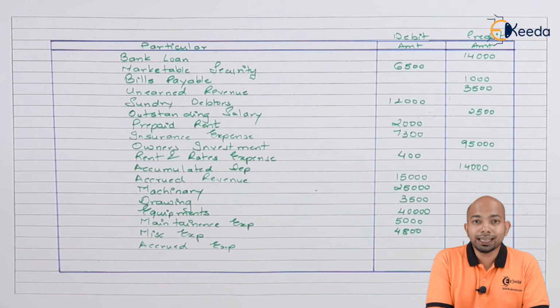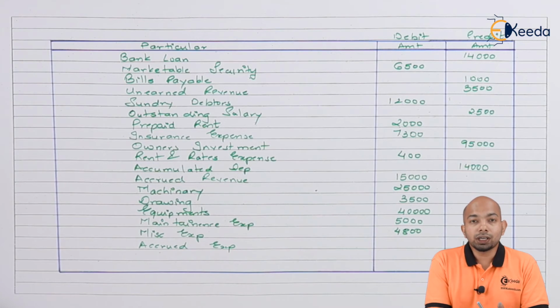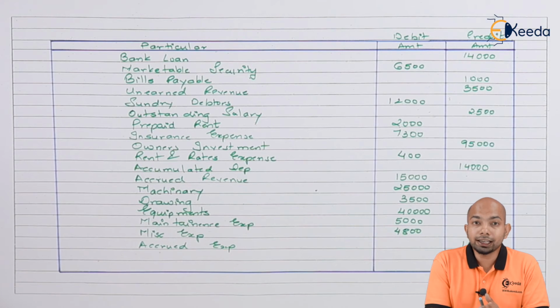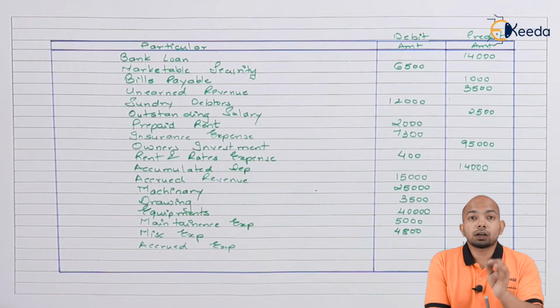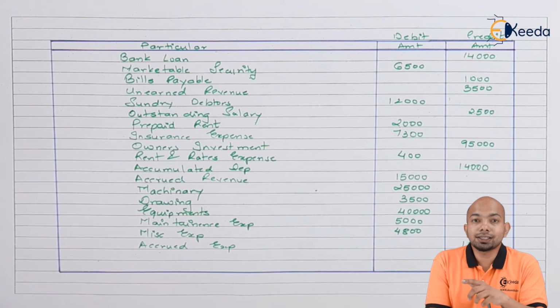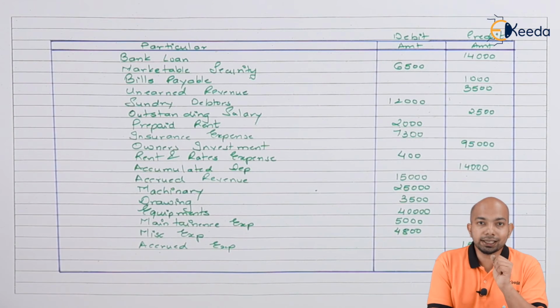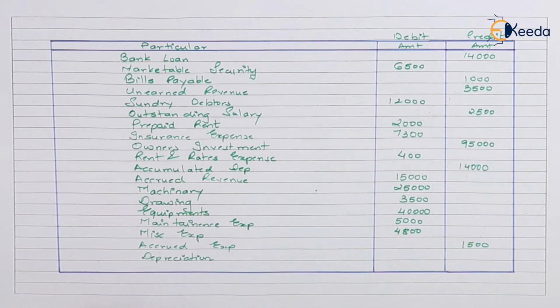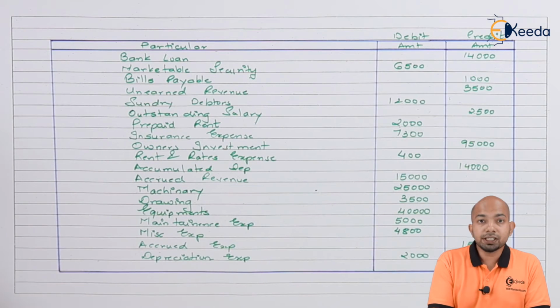Accrued expense is an expense that is already incurred but we haven't paid for it. That's the reason it is accrued. Something that is yet to be paid, or yet to be received if it is an income. So if it is accrued income, it is an asset. If it is an accrued expense, it is a liability, hence mentioned on the credit side here. Depreciation again, being an expense, will be mentioned on the debit side.